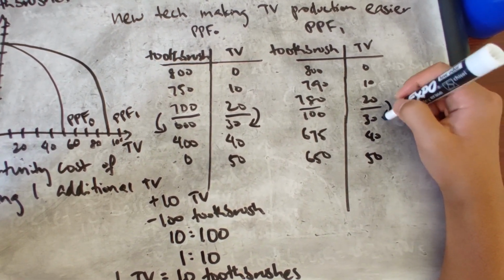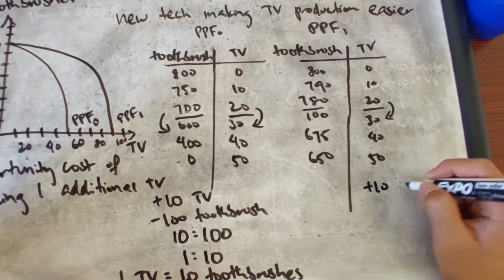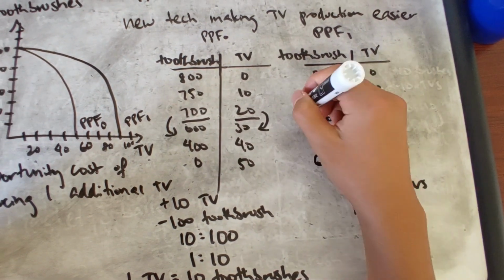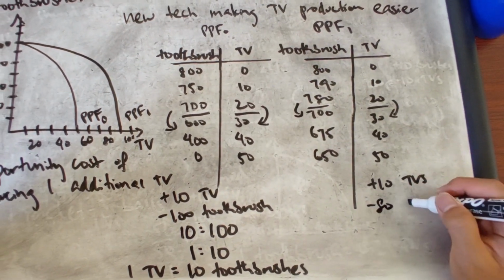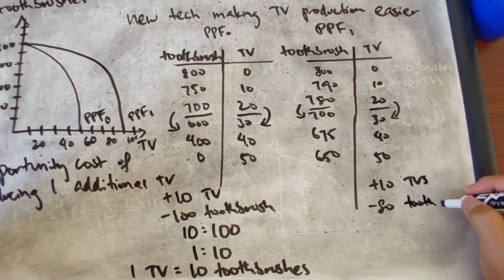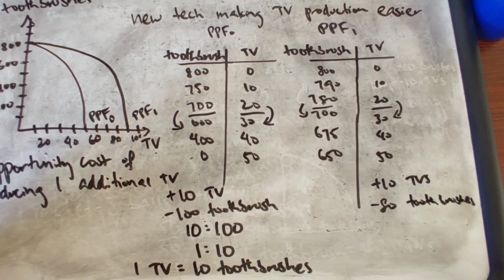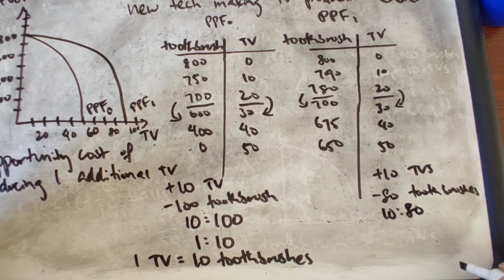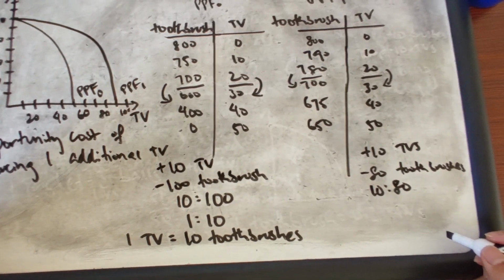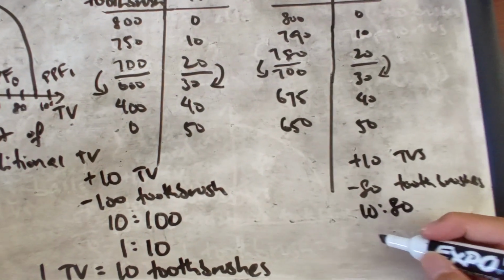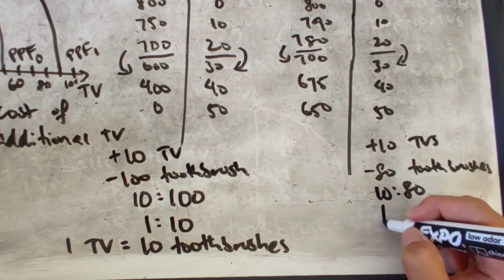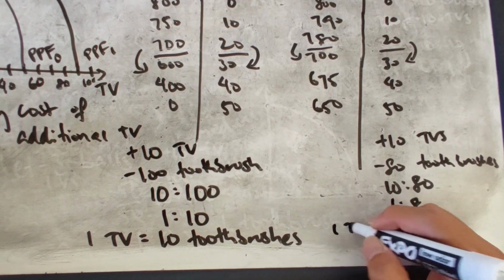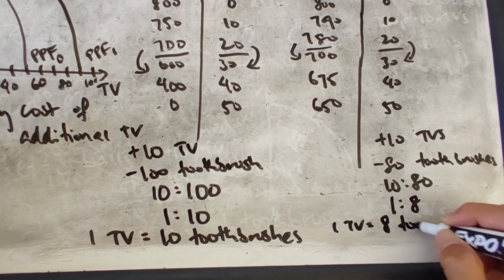So what we have here is an increase of 10 TVs at the cost of a decrease of 80 toothbrushes. So what we have here is a 10 to 80 ratio. And because we're trying to find the opportunity cost of one additional TV, we can simplify this so that the TV part of the ratio will be equal to 1, and this will simplify to 8 as well. And what we have here is that 1 TV is equivalent to 8 toothbrushes.